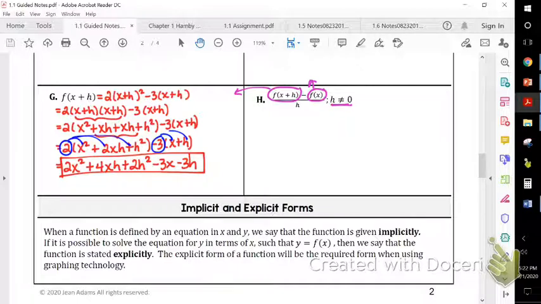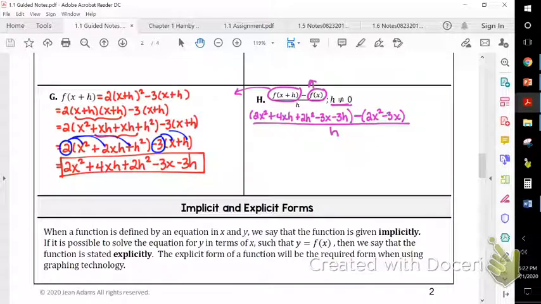Alright, so let's break this into pieces. F of x plus h. We just said that that was equal to 2x squared plus 4xh plus 2h squared minus 3x minus 3h. And we're going to subtract f of x, which f of x at the top was 2x squared minus 3x. And we're going to put this all over h.